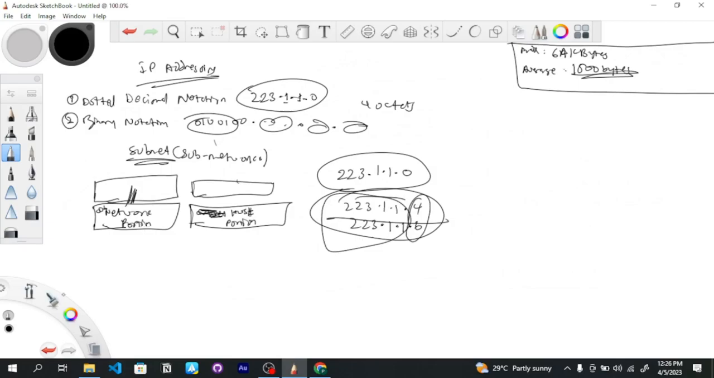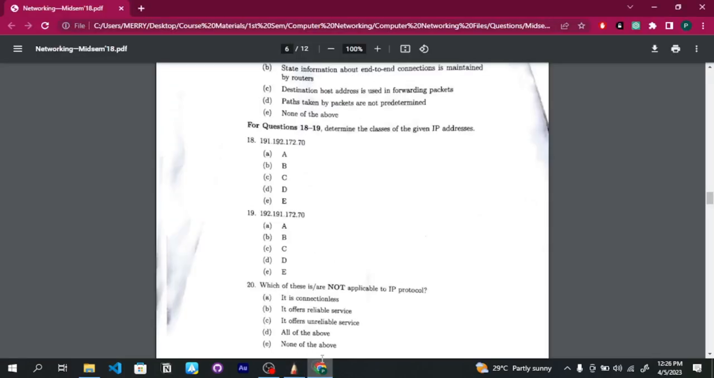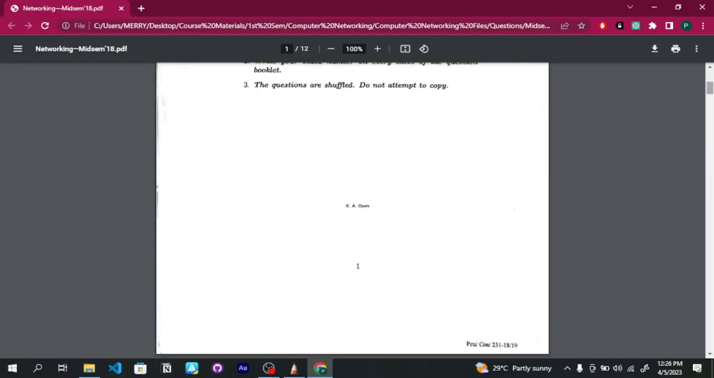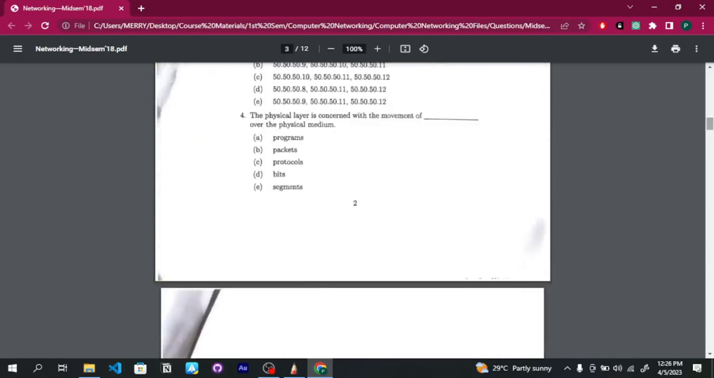Now, let's look at subnet addressing, because that's one of the questions. So I've opened it here. We'll look at these things. Most of you didn't look at it before the midterm, but they are really, really important. These three questions.